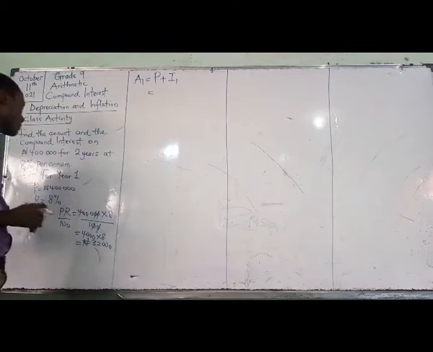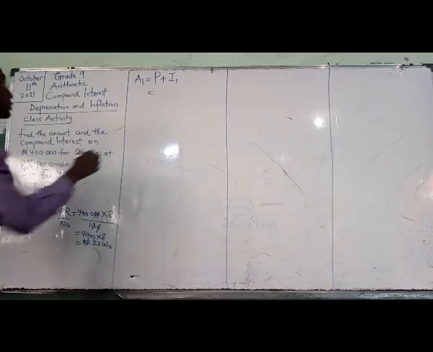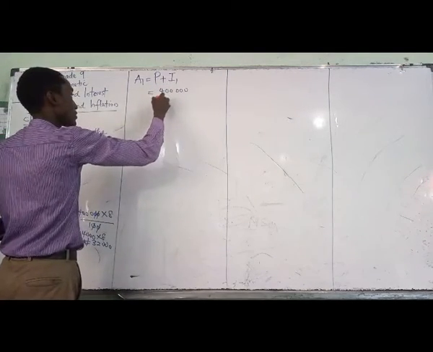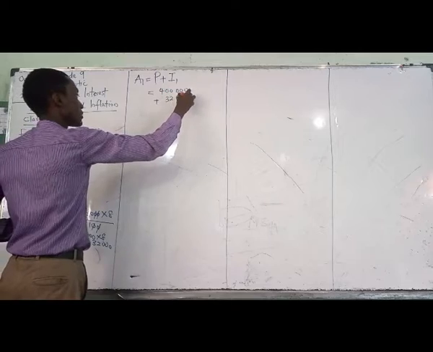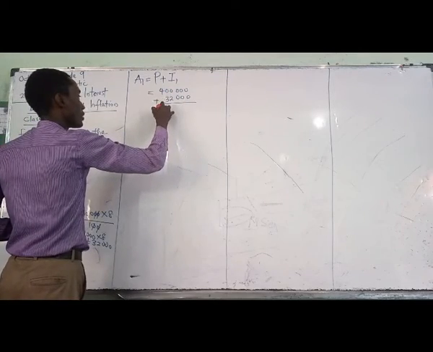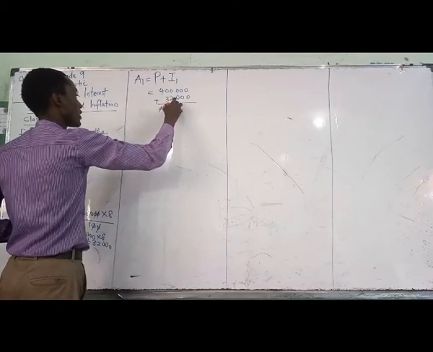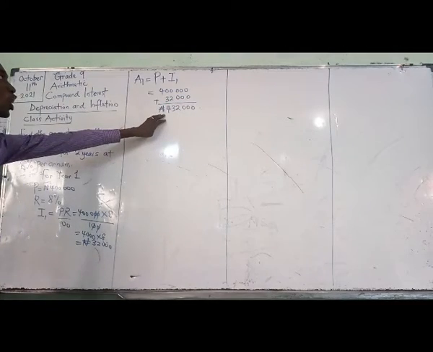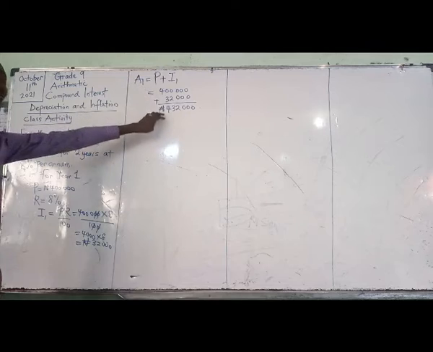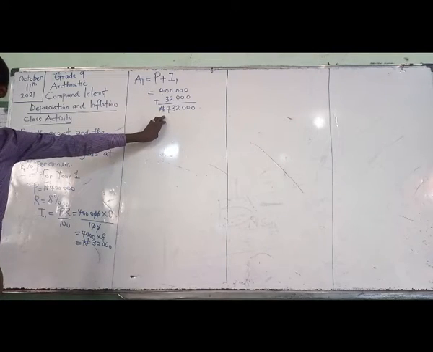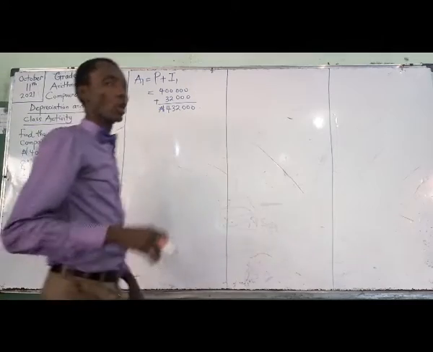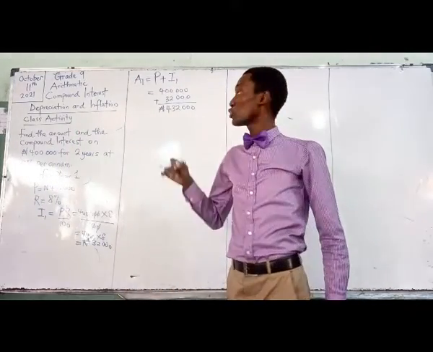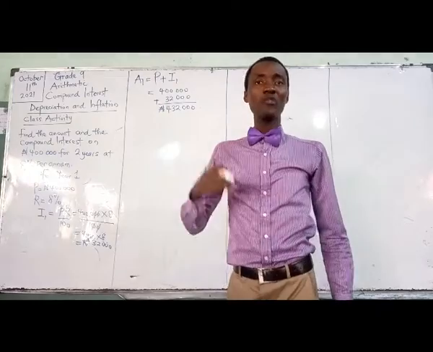And I always advise my students, switch your mode of addition. That's going to be 400,000 plus 32,000. And that will give you 432,000. So this becomes the amount for the first year, but the principal for the second year. That's why it's called compound interest. The amount you get for the first year becomes what you use as the principal for the second year.